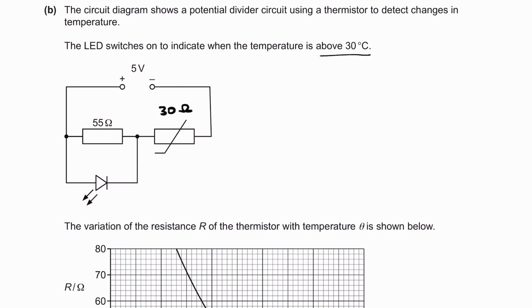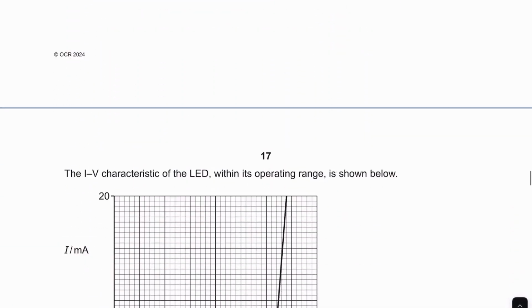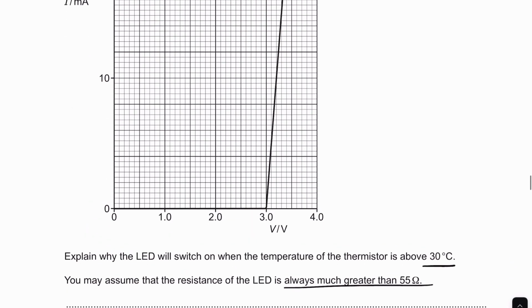Now, we just need to put some numbers in. So we know that V out is equal to R2, which we know is 55 and above across the LED, over 55 plus 30 ohms, times by the V in, so 5 volts. And that would give me a value of 3.2 volts. Going back to our diagram here, we know that the threshold voltage for the LED to work is 3 volts. So obviously it's going to work because 3.2 is greater than 3 volts.